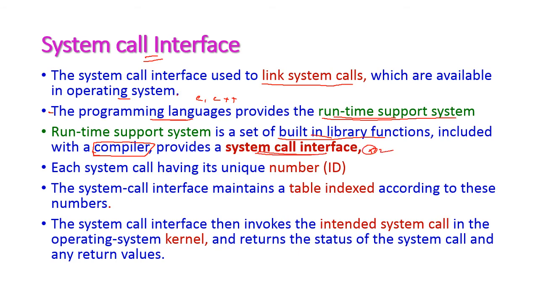All the system calls have a unique ID, that is, a unique number. By using this unique number, the system call interface maintains a table indexed according to the system call's unique number. All the system calls will be stored in a table indexed with the system call number. The system call interface then invokes the intended system call in the operating system kernel, and returns the status of the system call and any return value.